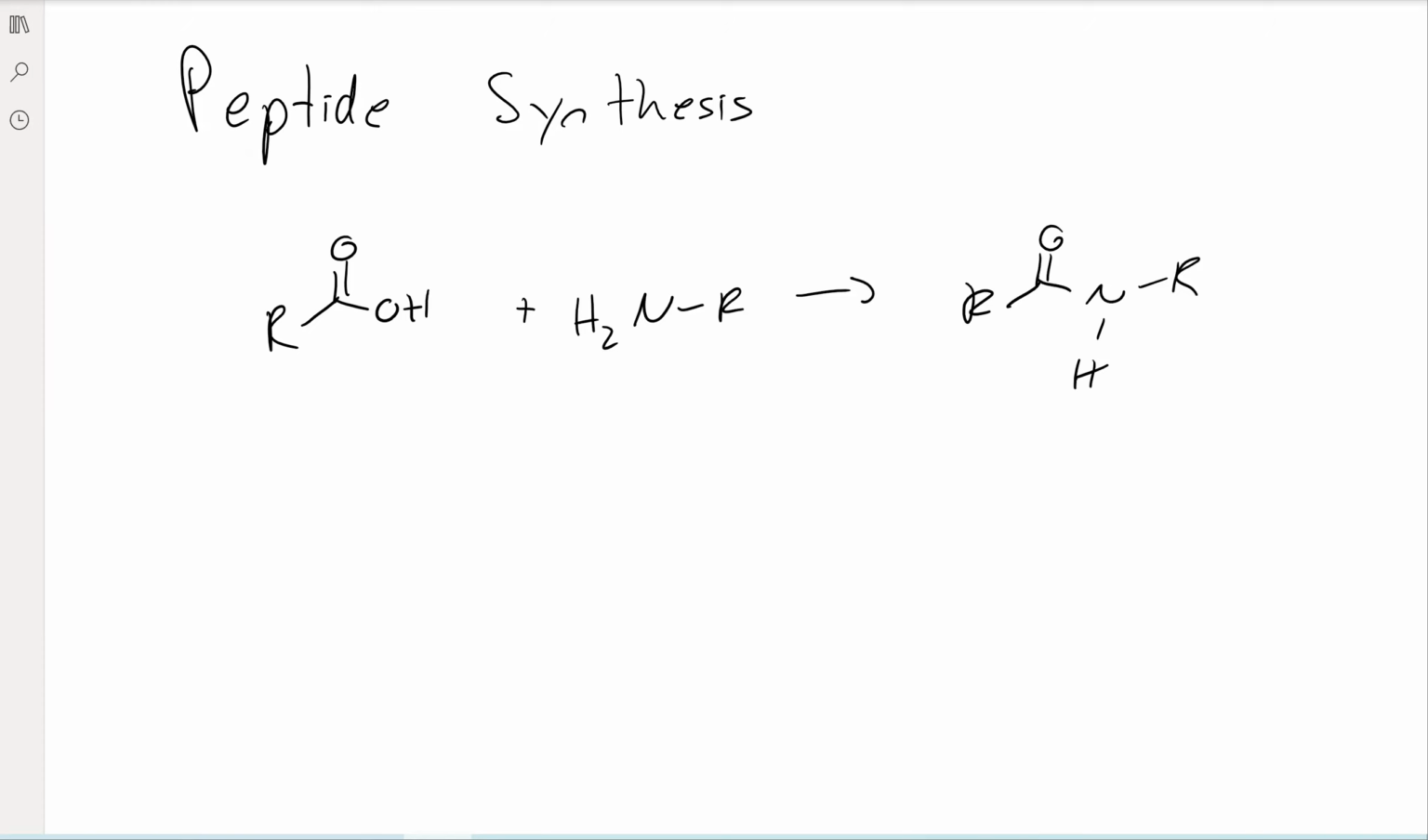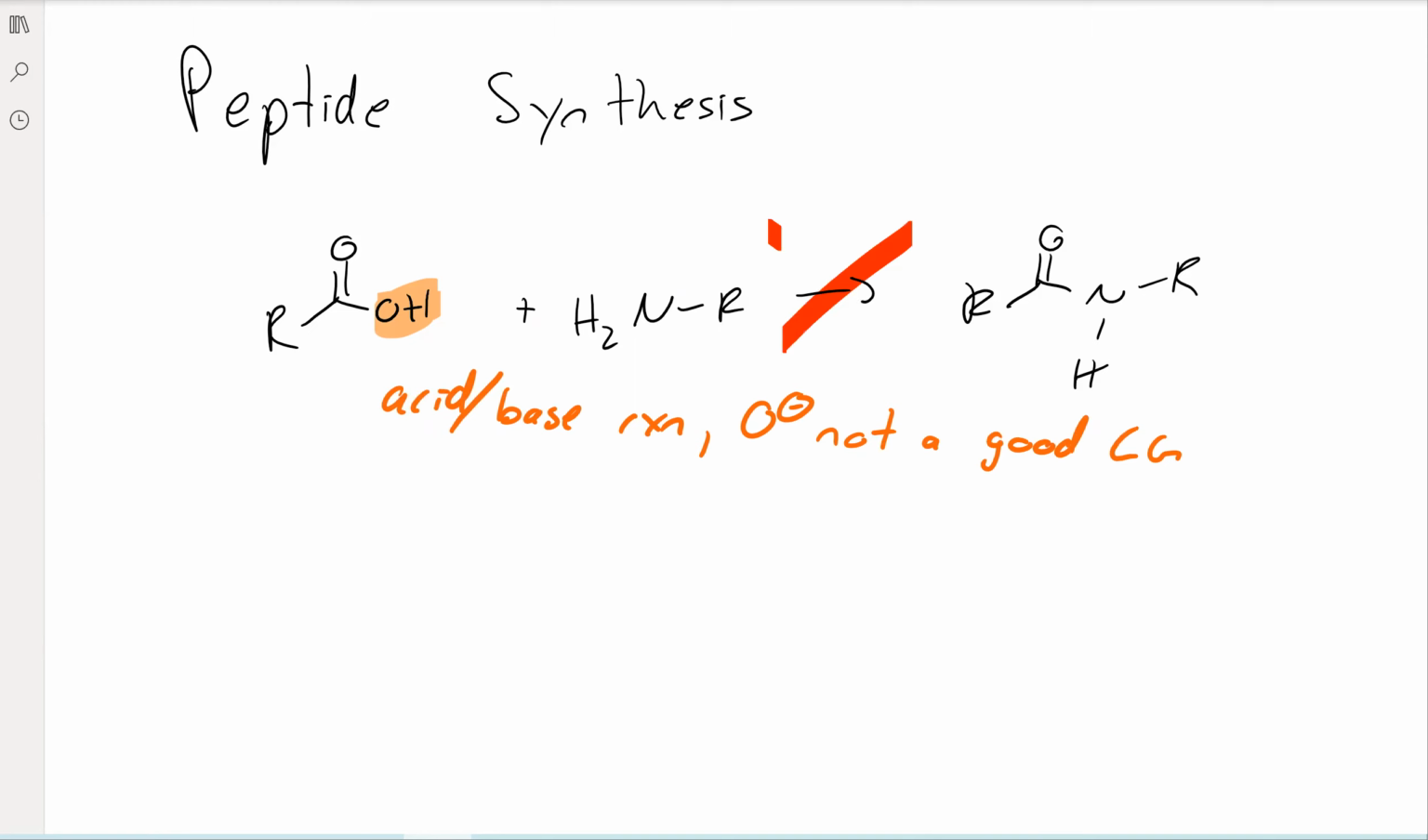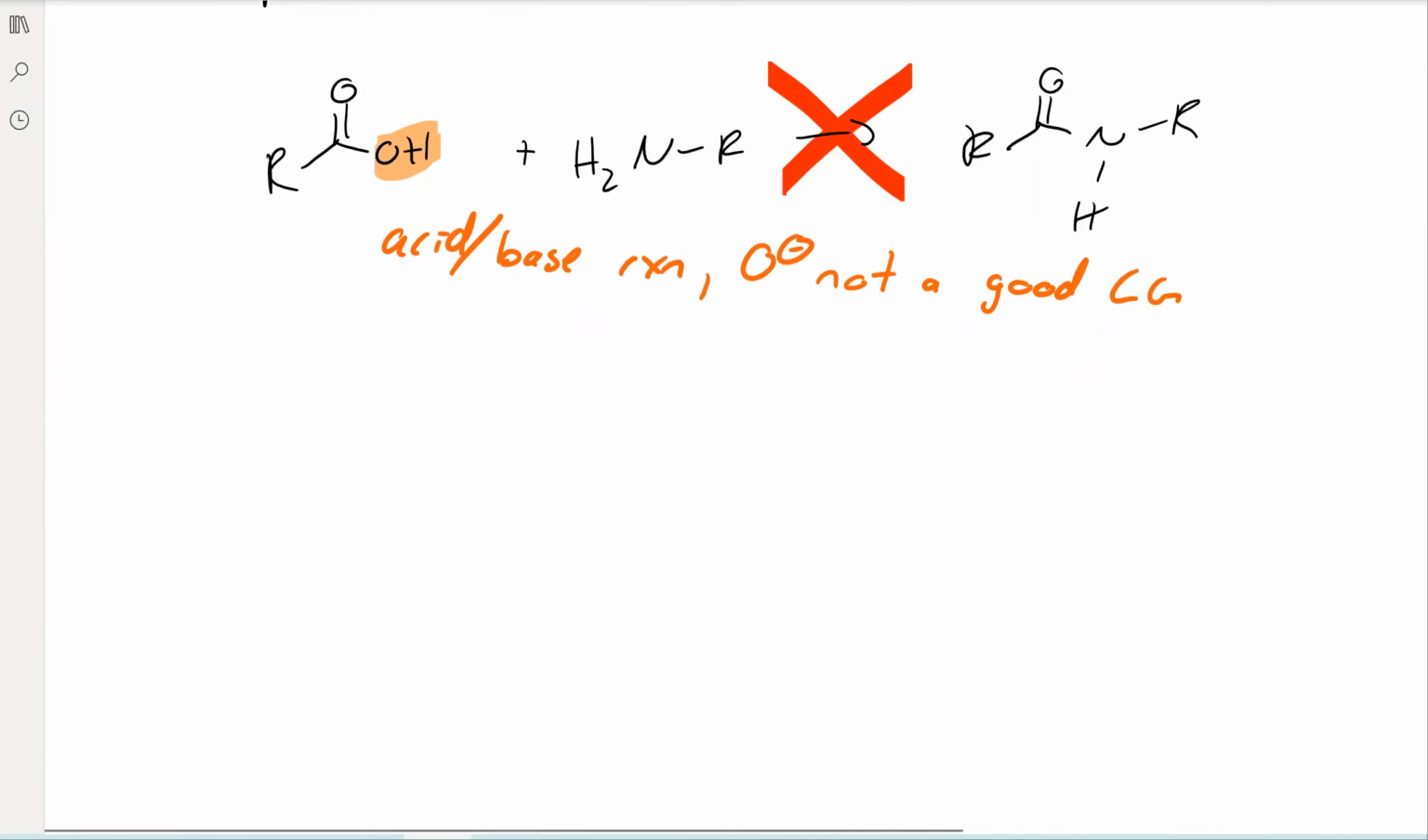However, if we think about organic chemistry, this is not going to occur, right? We have an acidic proton. We've got our amine, which is a relatively good base. And so what's going to happen here instead is an acid-base reaction, which will then leave us with an O minus, and that's not a good leaving group. And so without that good leaving group, you cannot form this amide. And so overall, this reaction will not just happen by itself. In your body, you have enzymes that do this.